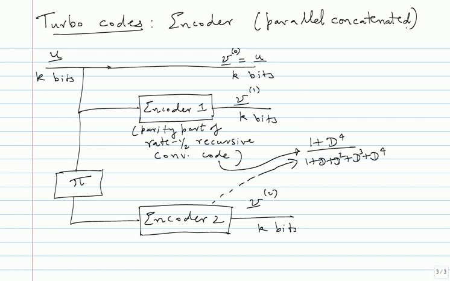Maybe you want to terminate both encoders, maybe you don't want to terminate both encoders. Yeah, you have to think about all those choices. Usually you don't send the termination bits to the other things. Yeah, so I'm going to comment about that. So you do that, right?